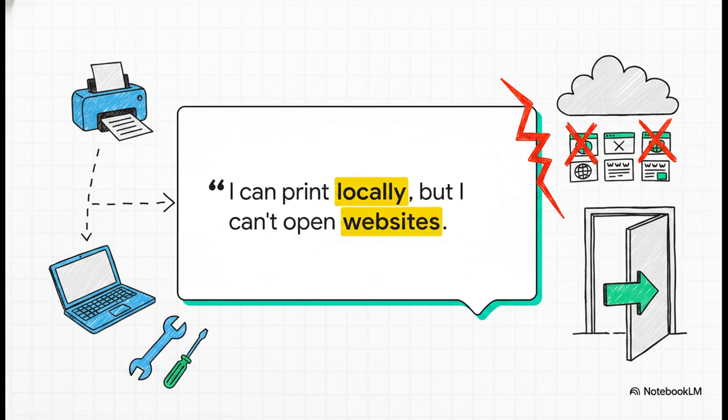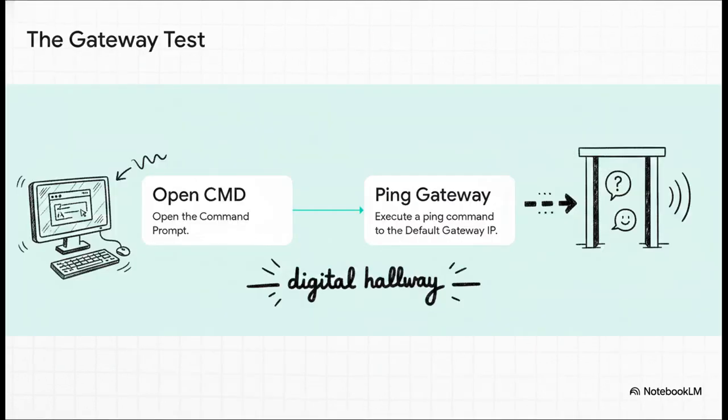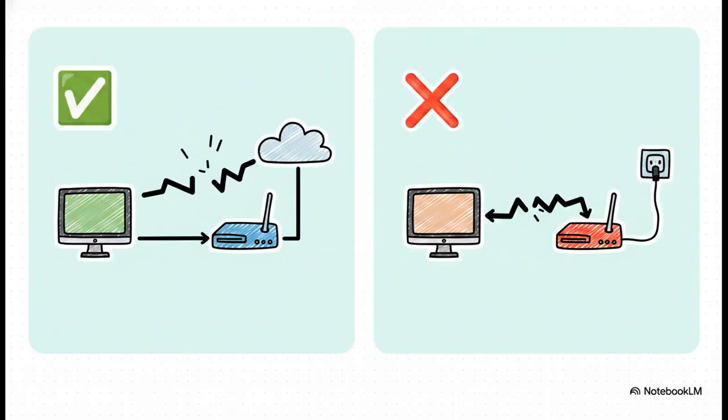It is the absolute perfect real-world test case to apply what we just learned about the exit door and the boundary line. When you face that specific scenario, the very first thing you do is execute what we call the gateway test. It's incredibly straightforward but profoundly revealing. Step 1. Open your computer's command prompt. Step 2. Execute a simple ping command directly to the default gateway's IP address. You're essentially yelling down the digital hallway to see if the exit door is still standing there and capable of answering you back. And there are basically 2 possible outcomes to that test.